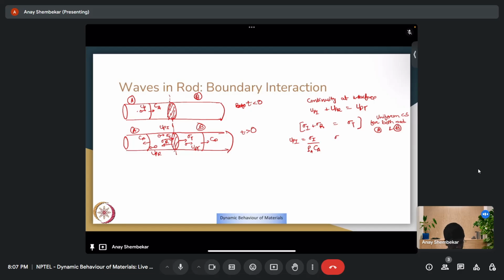Coming back to the particle velocity relation, we have UPI equal to sigma I by rho ACA. UPR, the reflected compressive wave, is moving in the opposite direction, so we have a negative sign here, rho ACA, and UPT is sigma T upon rho BCB. If I just rewrite everything: sigma I by ZA, minus sigma R by ZA, and sigma T by ZB.